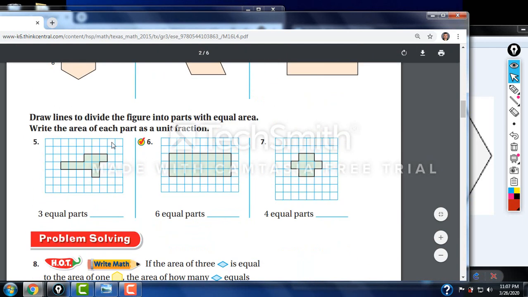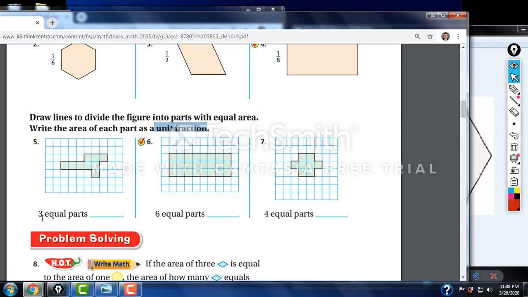So let's do the next section. Draw lines to divide the figure into parts with equal area. So it has to have an equal area. Write the area of each part as a unit fraction. Okay, so first we need to divide it into equal parts with an equal area and then the unit fraction. So this one has 3 equal parts. So out of this shape, I have to have 3 equal parts. It's not saying that the shapes have to be congruent, just that the area has to be the same.